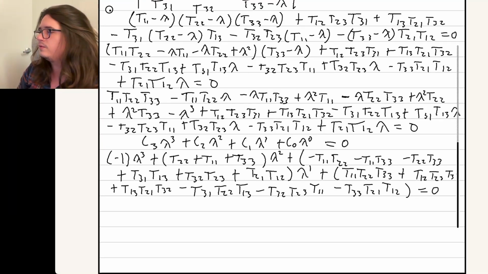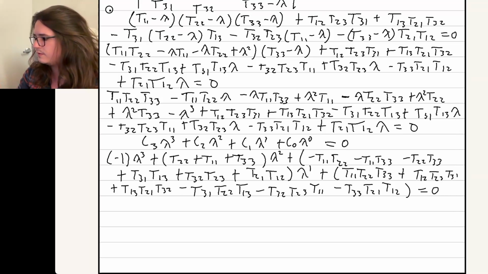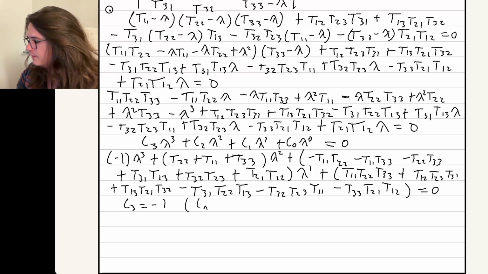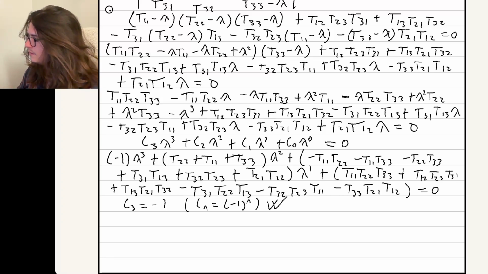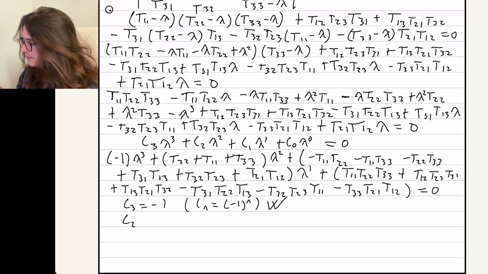The thing that we were looking for is that C3 equals minus 1, which does in fact prove that C sub n is equal to minus 1 to the n for general characteristic equations. N was 3 this time. So C sub n is just minus 1. Then C2 was T11 plus T22 plus T33, so that is actually just the trace of T, which we calculated before.